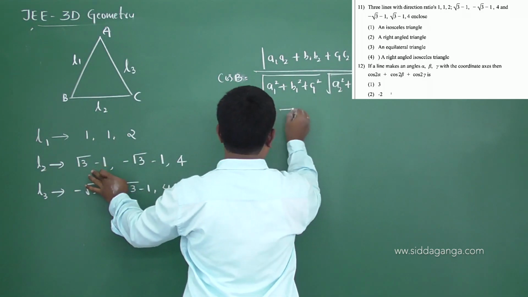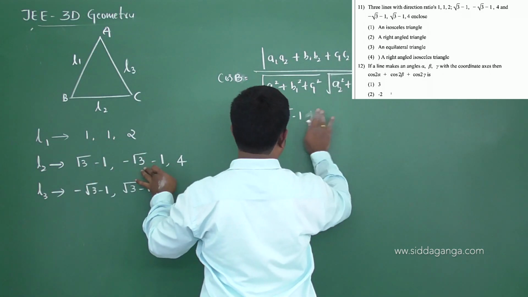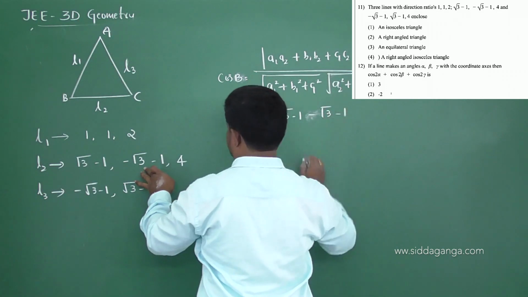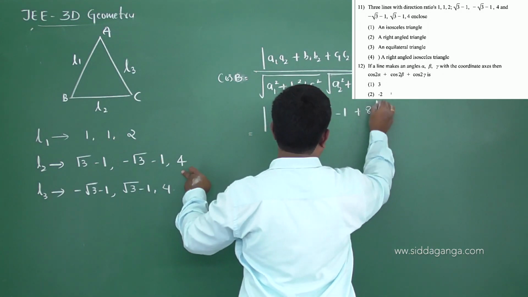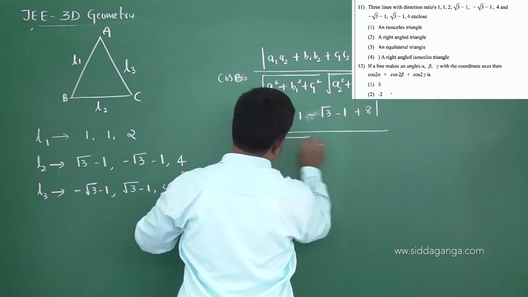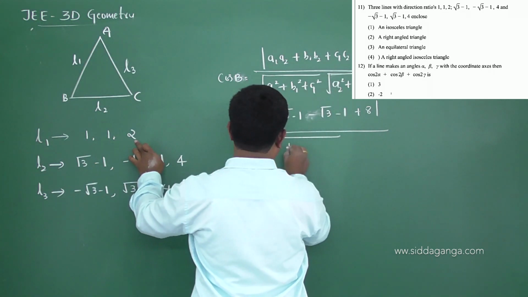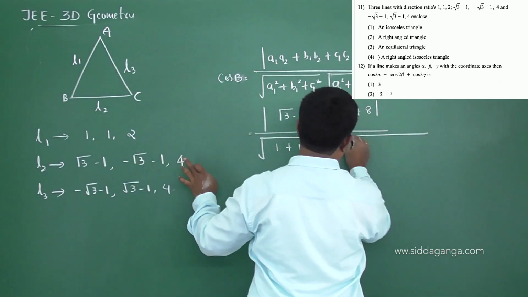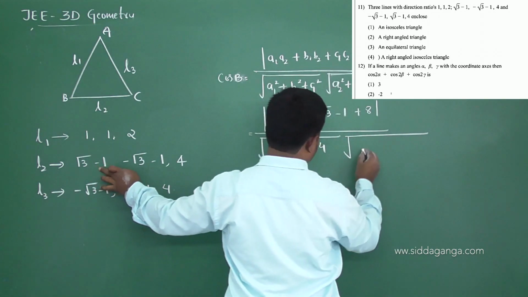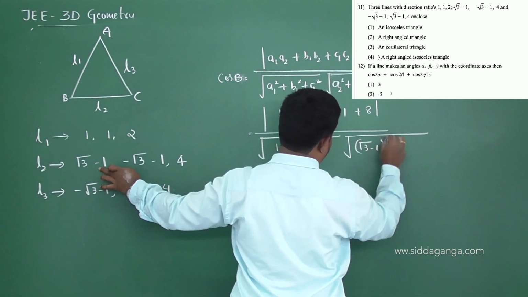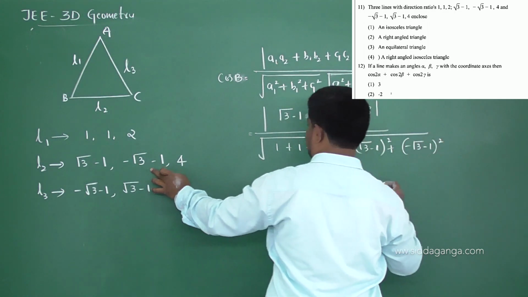So 1 into root 3 minus 1, plus B1B2, 1 into minus root 3 minus 1, and the next one is C1C2, 2 into 4, that is 8, divided by root of A1 square, that is 1 square plus 1 square plus 2 square, that is 1 plus 1 plus 4, into A2 square plus B2 square plus C2 square: root 3 minus 1 whole square, plus minus root 3 minus 1 whole square, plus 4 square.